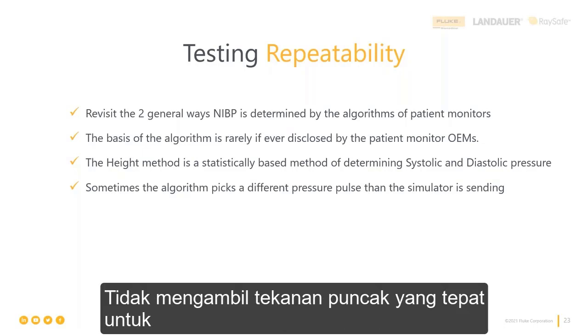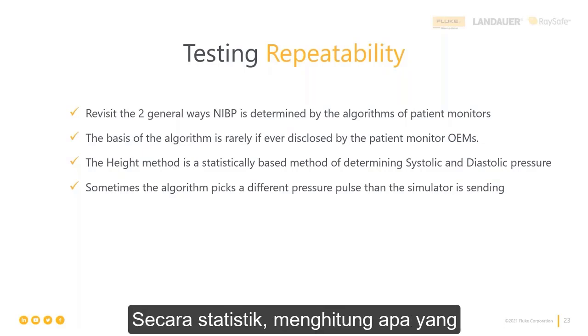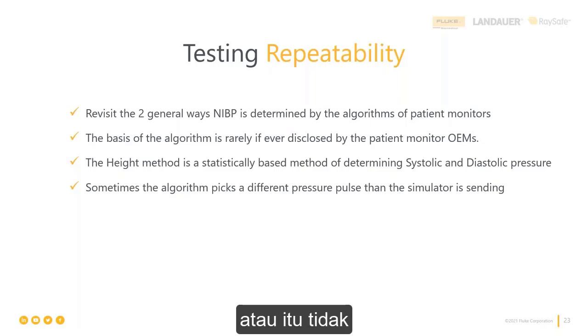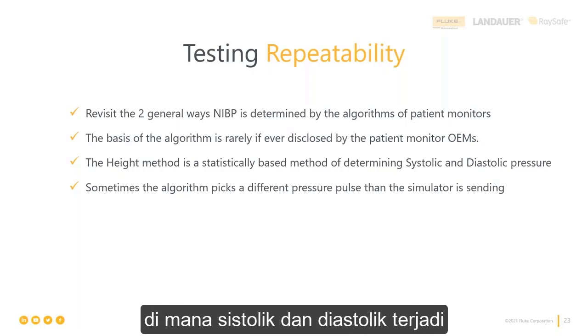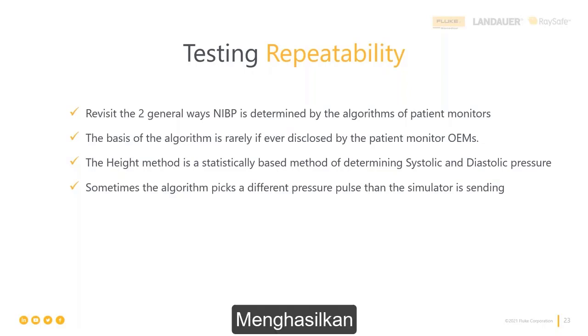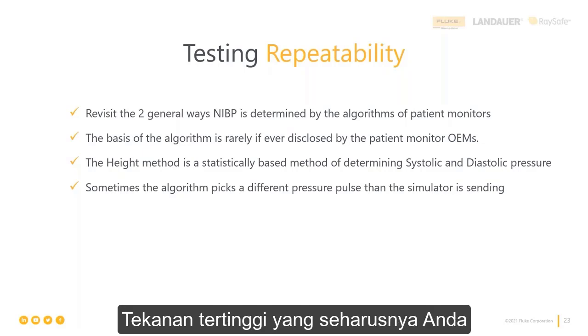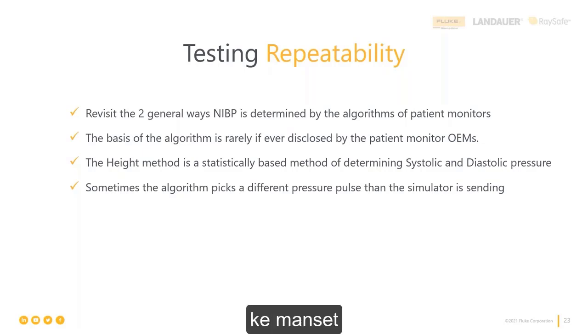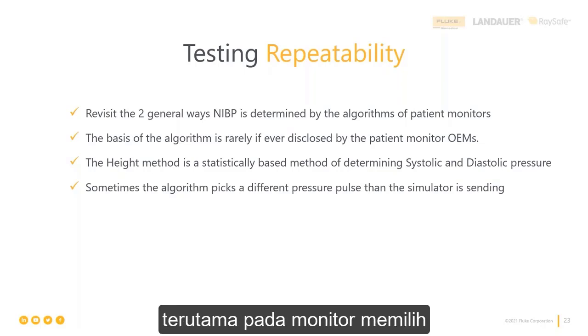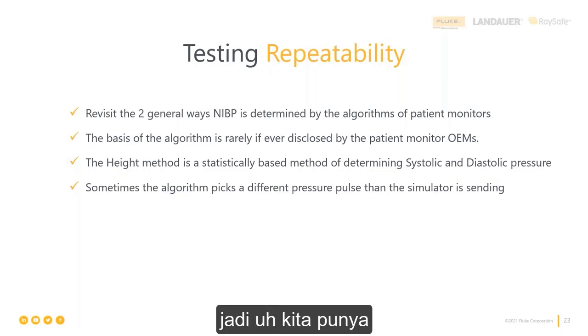Why? Because it didn't pick the right peak pressure to either statistically calculate what the mean or what the diastolic and systolic pressure is, or it didn't calculate by the slope method what those specific points where systolic and diastolic occur. Because automated NIBP always produces the mean arterial pressure, that is the highest pressure that you're supposed to be sending in the cuff, okay? So repeatability depends first and foremost on the monitor picking the right pressure that's being sent to it, okay?